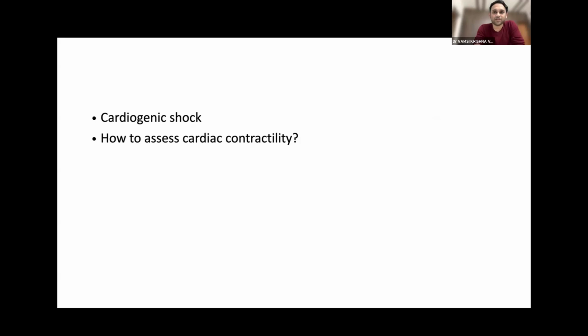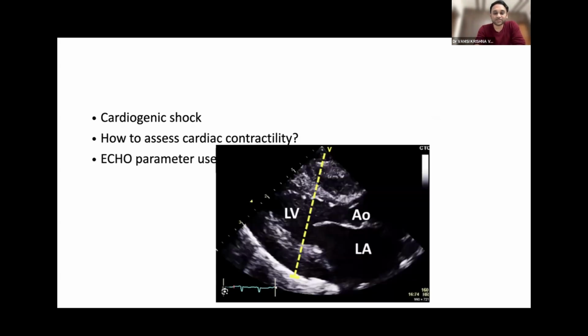The most common thing that we do, even without training, is to place the probe in the 4-chamber view and see that the cardiac contractility is not good. That's called eyeballing. And if you want objective rather than subjective evidence, we need to use the echo parameters. What is the view that we are using here? This is a parasternal long axis view, where you put an M mode line across your left ventricle. So this is the fractional shortening view.